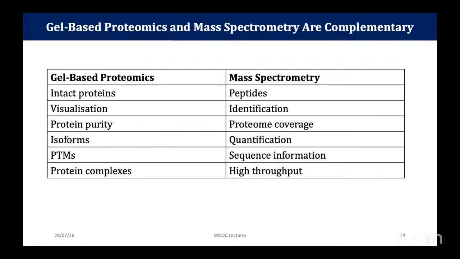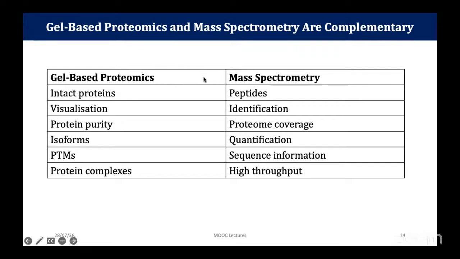Okay, now coming to the conclusion, the gel-based proteomics and the mass spectrometric proteomics, they both are complementary. Both are related and each has its pros and cons, its own niche. When you go for the gel-based proteomics, you can find the intact proteins and go for the visualization, which is very important, with the help of two-dimensional gel electrophoresis.